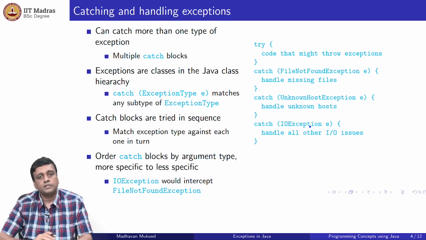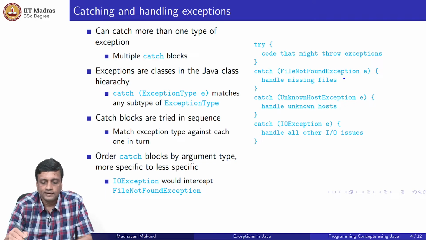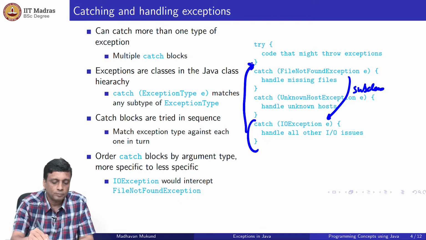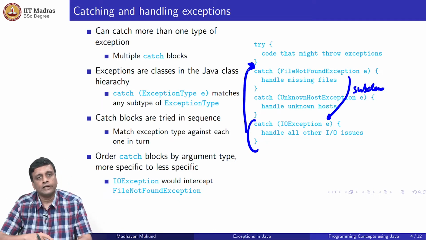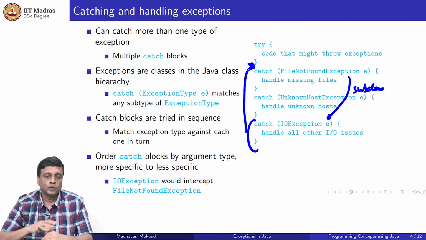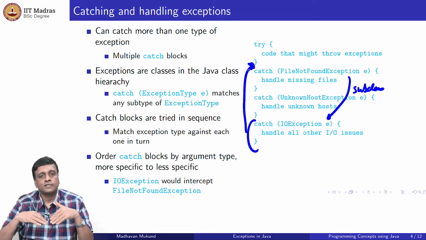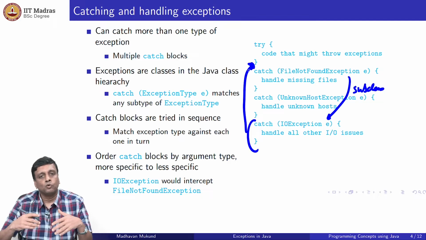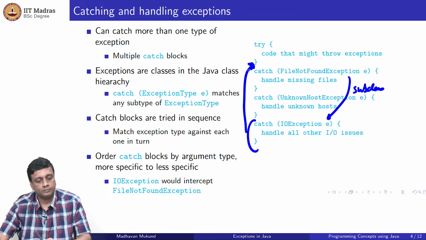Now in particular, this means that you must go from more specific to less specific. As I said, file not found exception is a subclass of IO exception. So supposing this one had come on top, then if I actually got a file not found exception, it would match IO exception, and the IO exception code would trigger. So it would not reach the code which is specifically meant for file not found exception. So you must go from more specific subclasses to higher superclasses. In some sense, as you go down, it becomes more and more generic, the kind of exception that you are trying to handle.